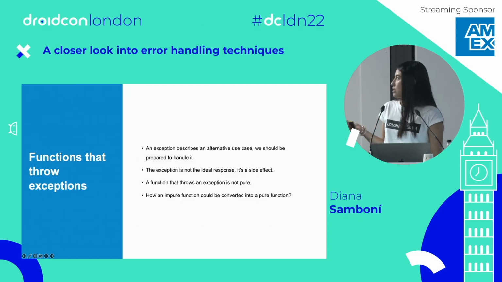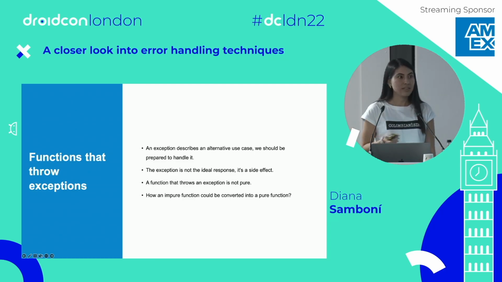And I want to ask you, does anyone know how we can turn an impure function into a pure function? Any clue?